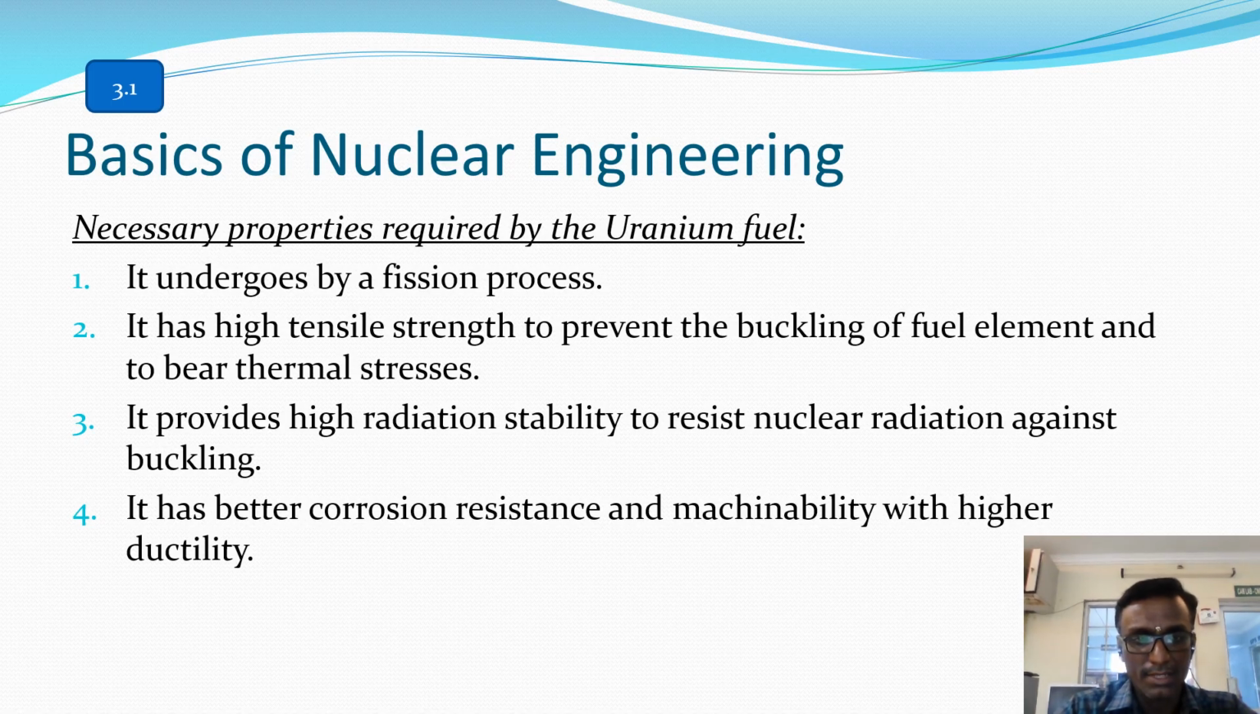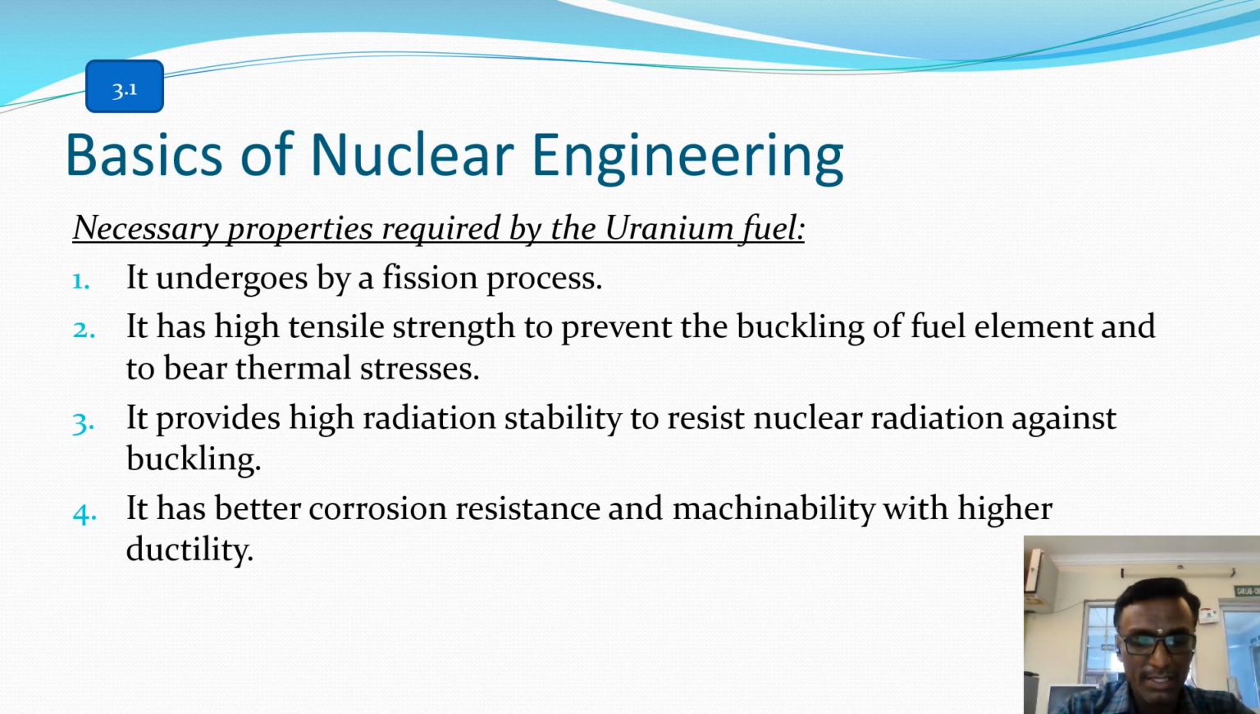Under the necessary properties, the material chosen as the fuel, uranium, should have a higher tensile strength to prevent the buckling of the fuel element. It should also have high radiation stability to resist nuclear radiation. And the final and most important parameters for the fuel are that it should have better corrosion resistance and machinability.